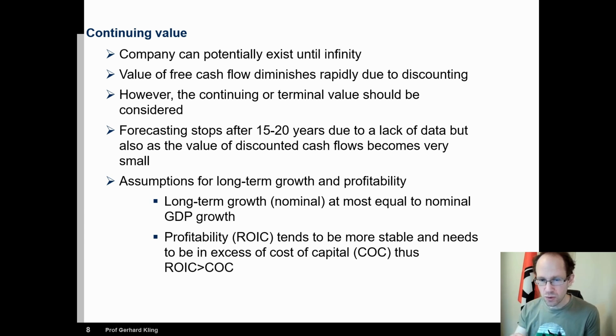Now, a long-term growth forecast should not be in excess of nominal long-term GDP growth. Why? Because otherwise this company in the long term would be the GDP, because it would simply dominate all other sectors of the economy, which is not plausible. So you cannot have a credible long-term growth in excess of nominal GDP.